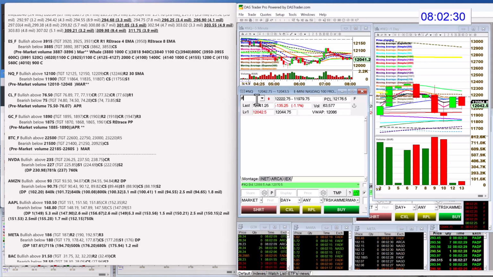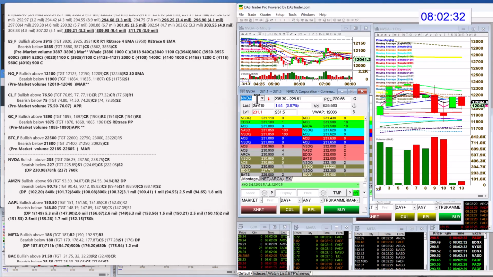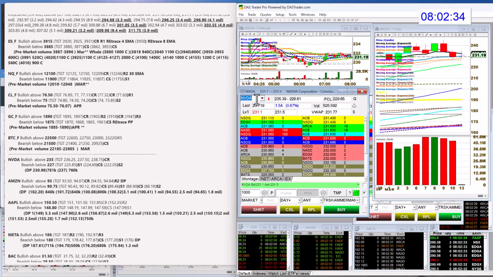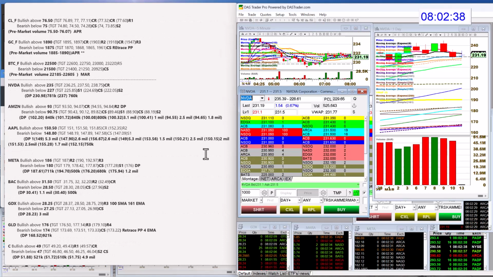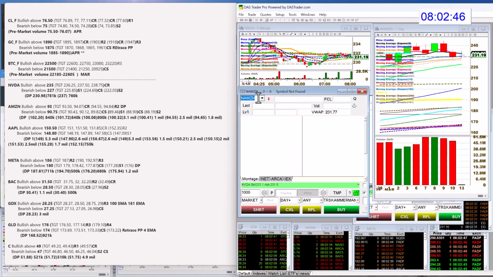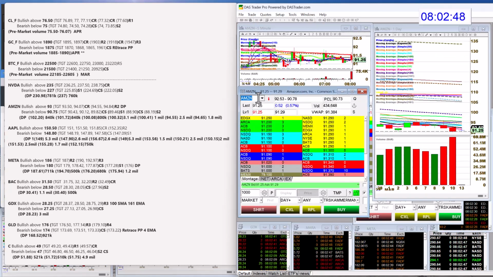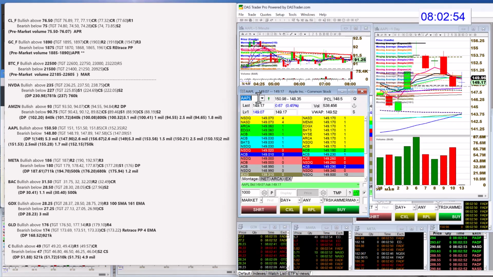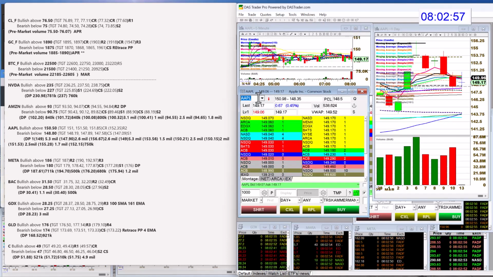Let's check out the individual stocks. I'm going to start with NVIDIA. Yeah, concentrated mostly on technology and banks today. So NVIDIA bullish above 235, bear below 227. Amazon, we're going to be bullish above 93 today, bear below 90.75. Apple, we're going to be bullish above 150.50, bear below 148.80.